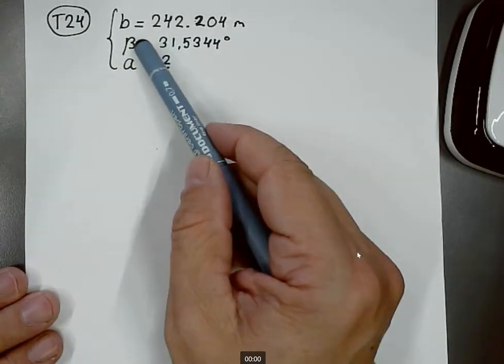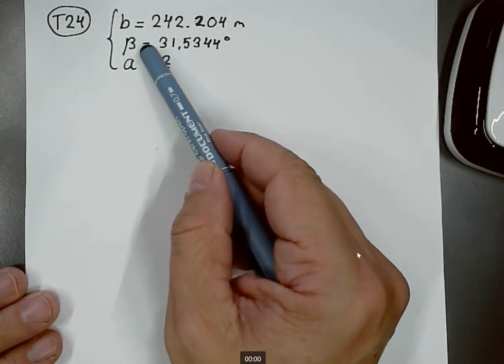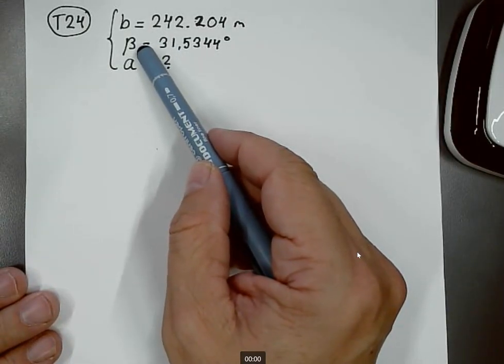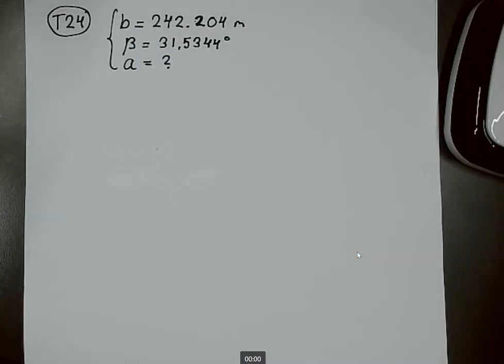Now we again have angle beta or angle B. Yes, there was a question: a good calculator for our course, please.